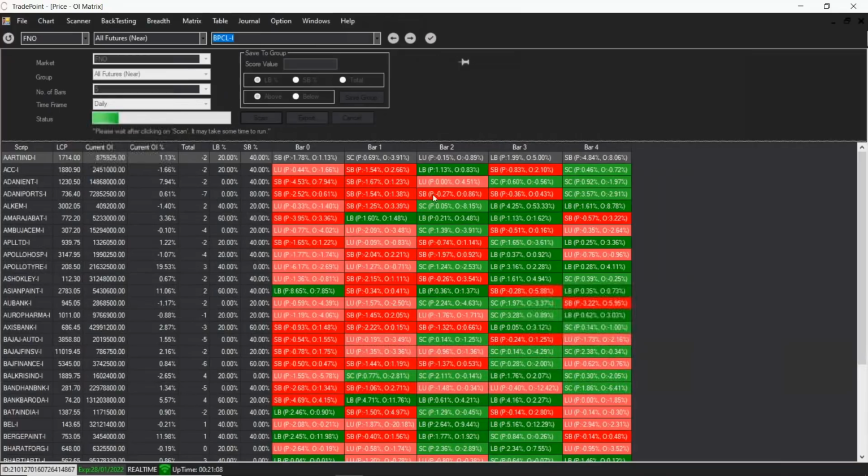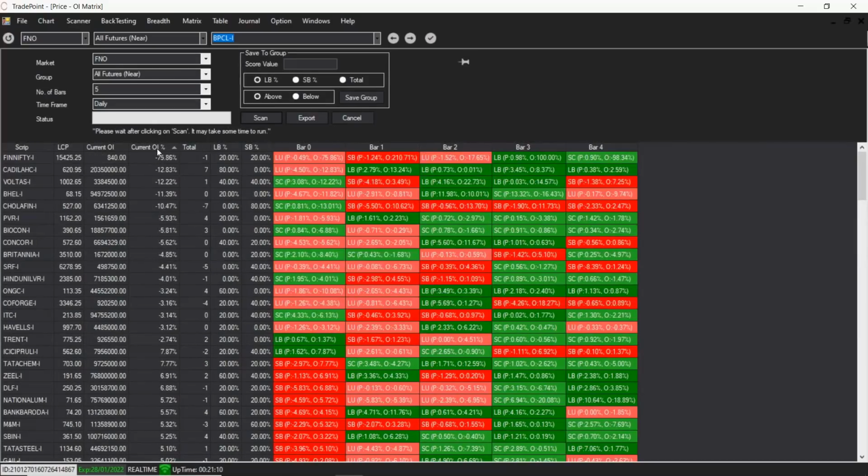We can see multiple sessions as well, but here we see open interest change, then total, I mean for how many bars there was a long build up or short build up, and long build up percentage over last 5 bars and short build up percentage. So I try to see these things when I'm analyzing derivatives.